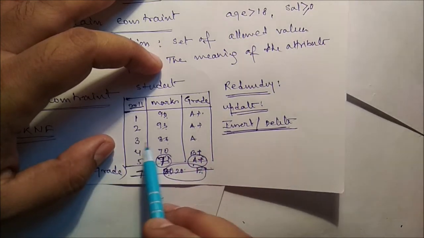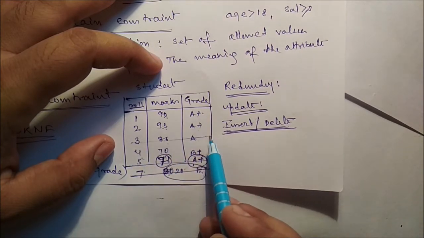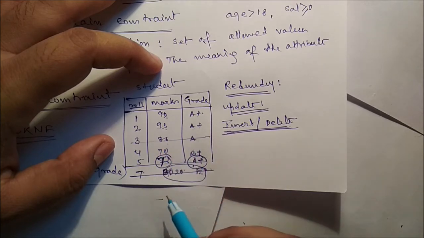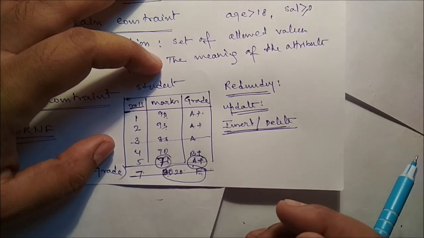Or suppose roll number 3 wants to leave, that means we remove this one. That means right now we don't have any idea about the grade A. What do you mean by the grade A? That is called deletion anomalies.